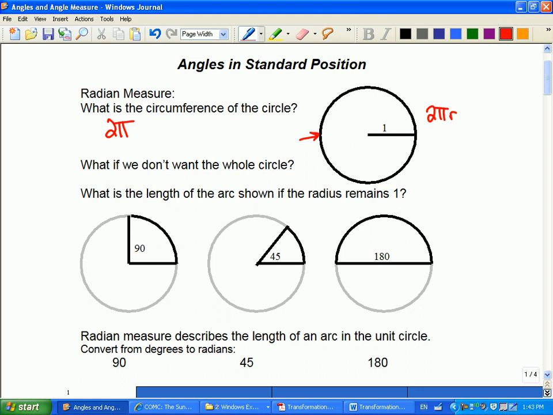Okay, so 2 pi. Radian measure tells us the arc length that the angle makes. So for example, instead of saying 360 degrees, I'm going to tell you that there's 2 pi of arc length here. There's 2 pi radians. Okay.